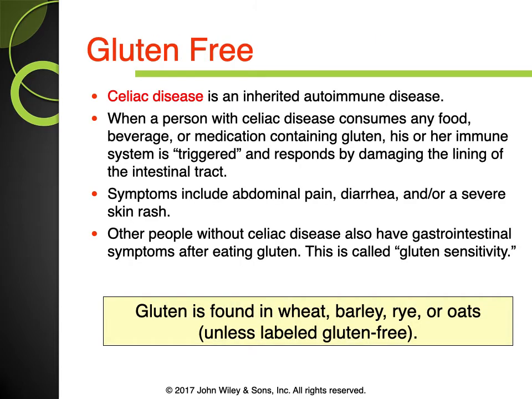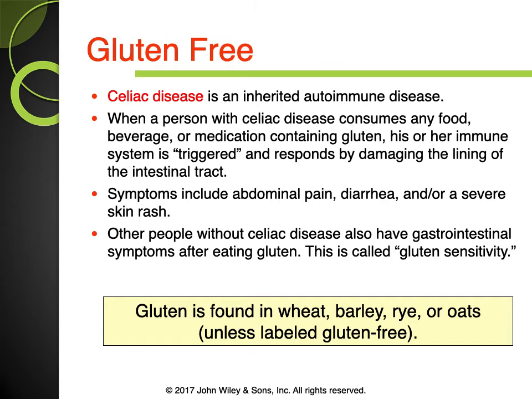So now we're getting into gluten-free. This is really important. This is going to be in your Chapter 11 homework as well as in your group project. With celiac disease, that is an inherited autoimmune disease. When a person with celiac disease consumes any food, beverage, or medication containing gluten, which you would be surprised, right, his or her immune system is triggered and responds by damaging the lining of the intestinal tract. So it's a really intense, severe disease. So let's not play with that.